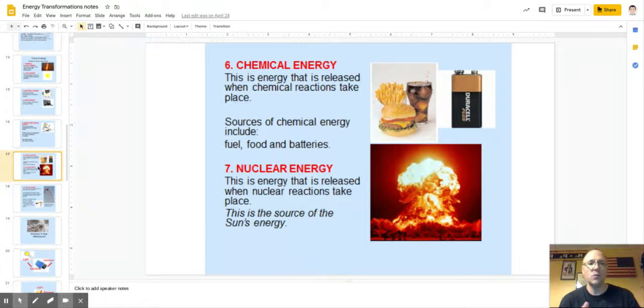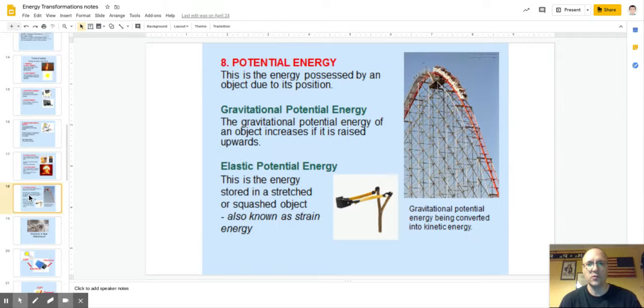Nuclear energy, we have a nuclear energy power plant, an atomic power station in our district at Peach Bottom that harnesses nuclear energy, and we use that energy from nuclear energy to produce electricity. There's also other forms of nuclear energy that are used. Of course, the sun is powered through nuclear energy.